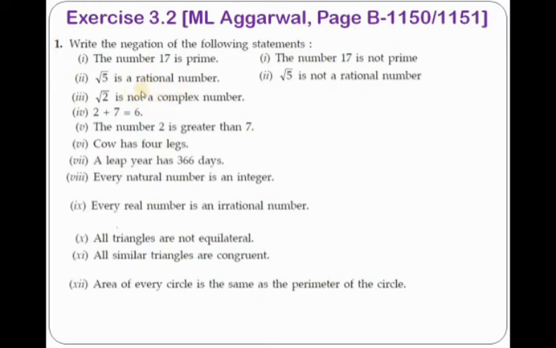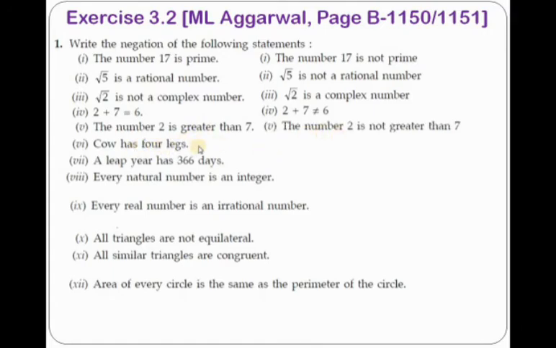So what will be the denial of this particular sentence? It's going to be: root 2 is a complex number. All right, what will be the denial of this? If this is equal to, then the denial will be not equal to, right? The number 2 is greater than 7; the denial is, it's not greater than 7. Simple. Cow has 4 legs; the denial is cow has not 4 legs, or you can write, it is false that cow has 4 legs. That's also fine.